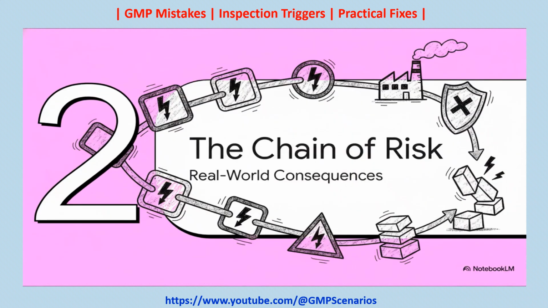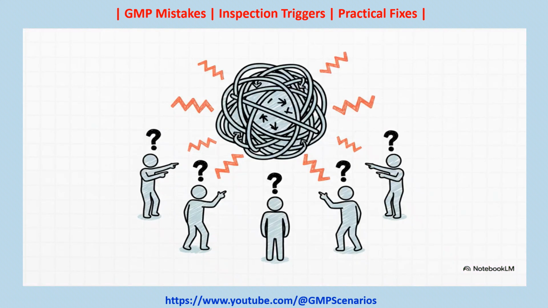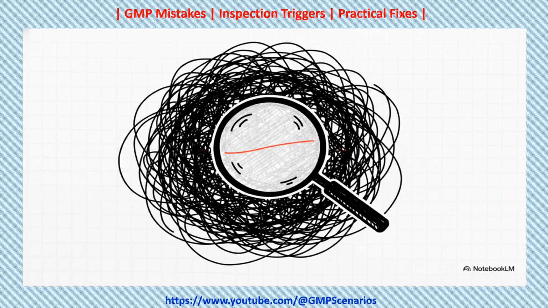Okay, so let's follow this chain of risk and see where it leads. Because we're not just talking about messy paperwork here. This practice creates real-world consequences that can seriously impact your operations, your products, and your standing with regulators. First off, it completely blurs accountability. I mean, think about it. If that big bundled change gets approved and something goes sideways later, who's responsible? Was it the new equipment part that failed? Was it the change to the process? Or was the training just not good enough? When everything is lumped together, it's pretty much impossible to figure out who owns what. And that, of course, makes any investigation an absolute nightmare.